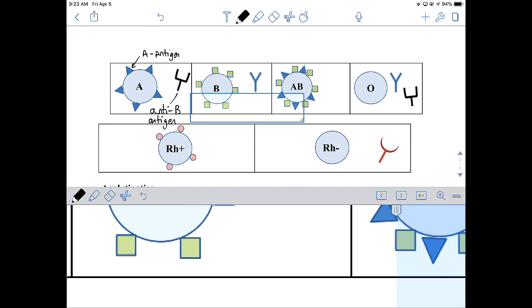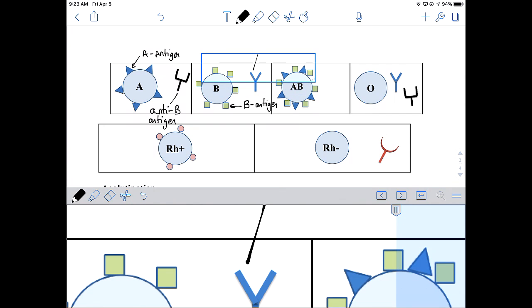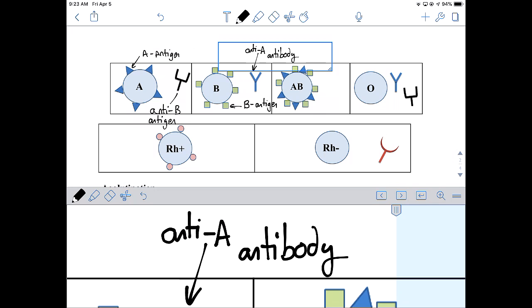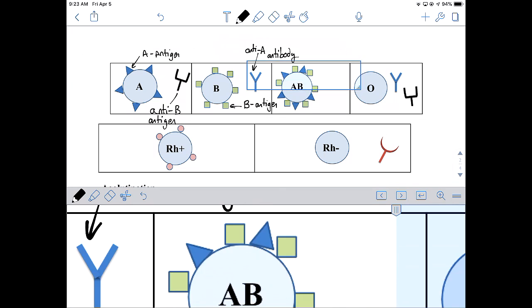On the outside of the B-type blood, we would call this the B antigen. Antigens are on the surface of the cell versus this little protein helper here. This would be our anti-A antibody. Anti as in against the attacker.